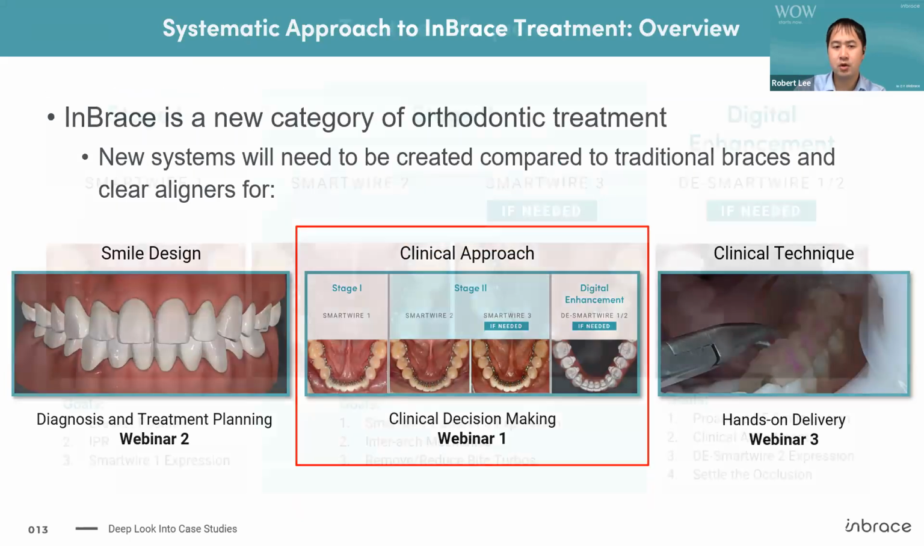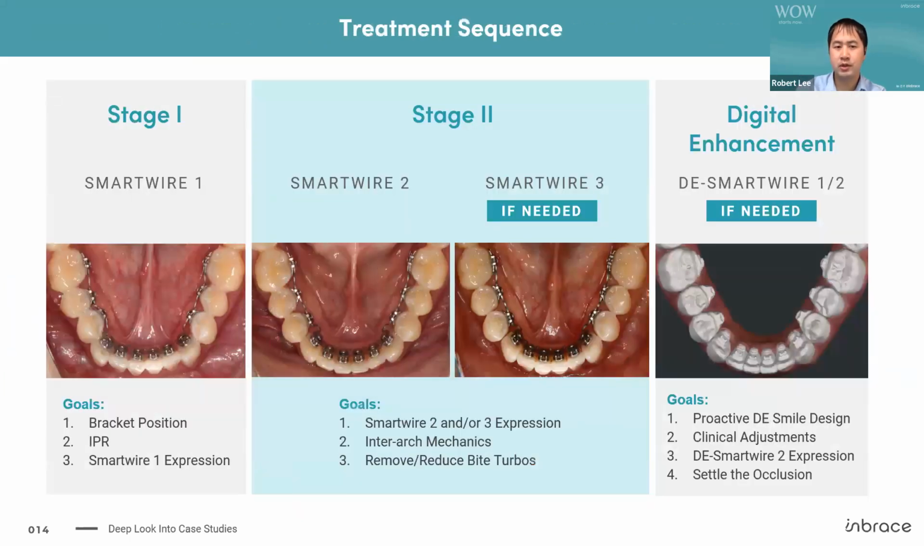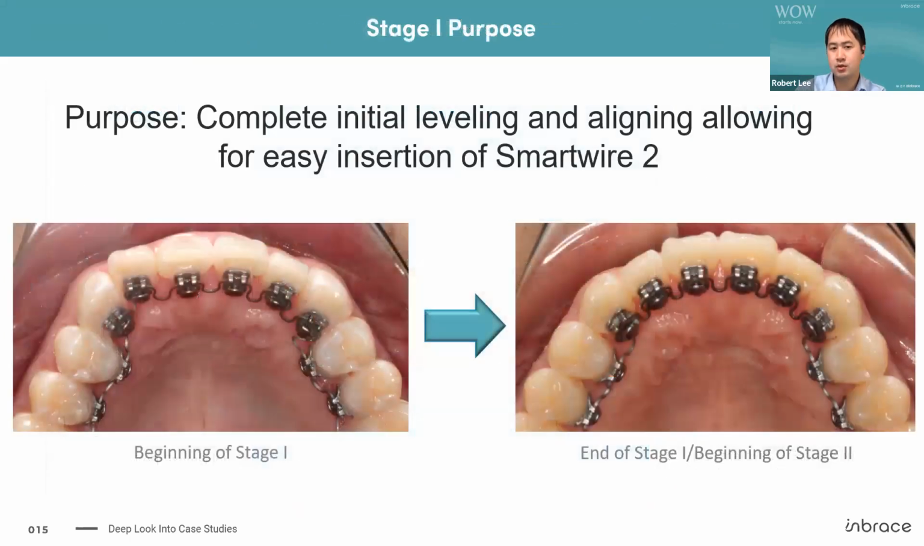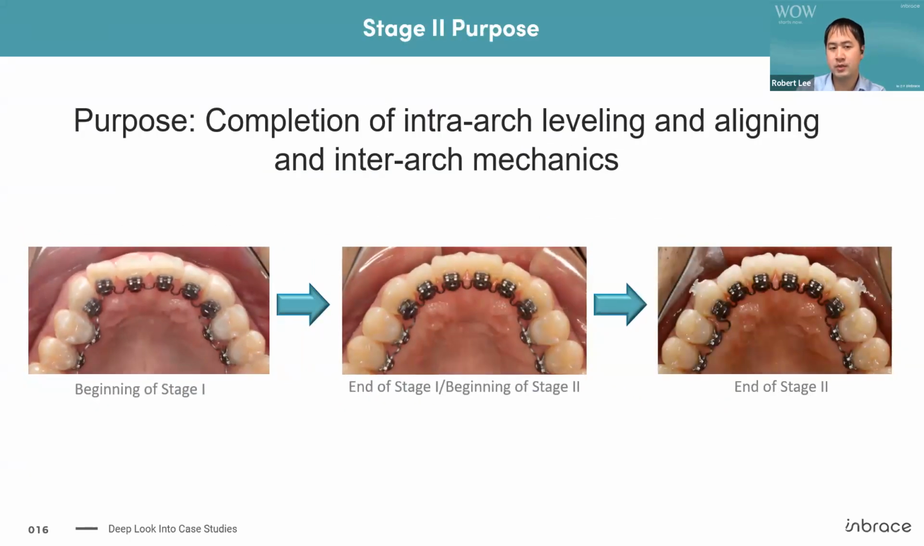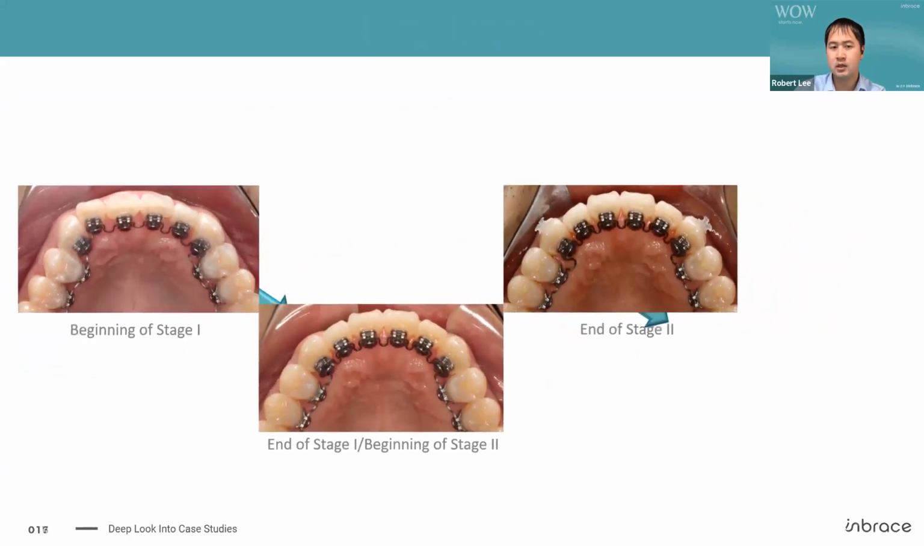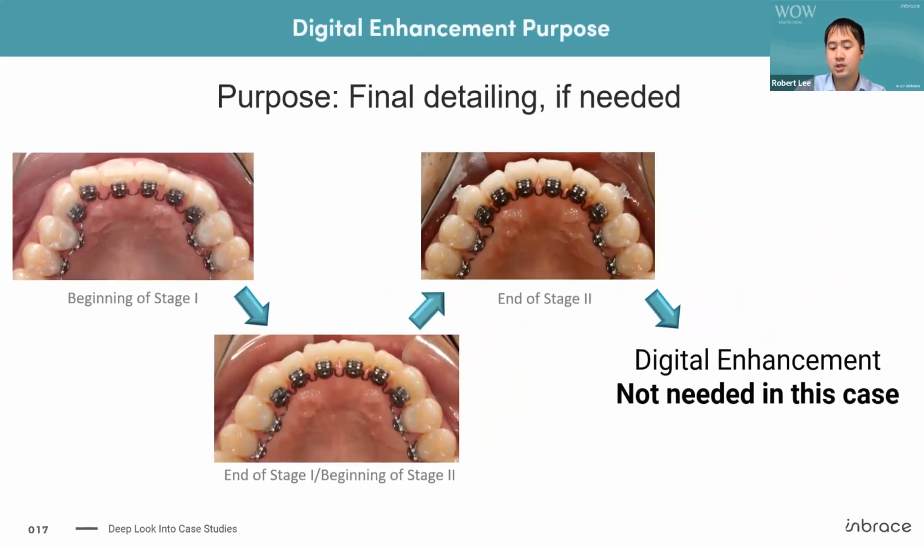So we also went over the clinical approach. And in the clinical approach, we broke things down into stage 1, stage 2, and digital enhancement, where stage 1 is your initial leveling aligning. It's pretty similar to your 014, 016 night tie wire. Stage 2 is your working phase, where you're running your inner arch mechanics. So you're running your class 2, class 3 vertical elastics. And then digital enhancement, if needed, is your finishing.